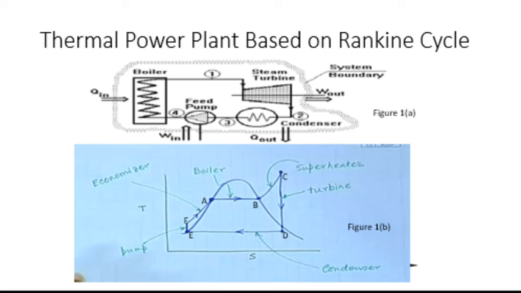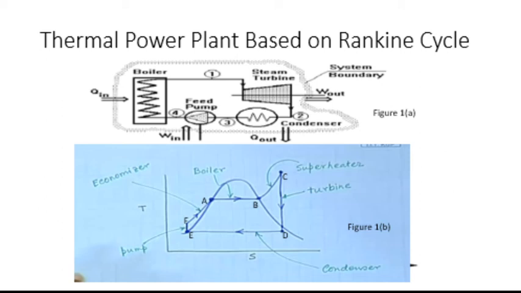After the point E, the next notation is F. So from E to F, you are having the feed pump. We have already discussed that the feed pump is nothing but the opposite replica of the steam turbine. In steam turbine we are expanding, in feed pump we are compressing. As in the steam turbine we are expanding, there is no change of heat, but in feed pump we are compressing, again there will be no change of latent heat.